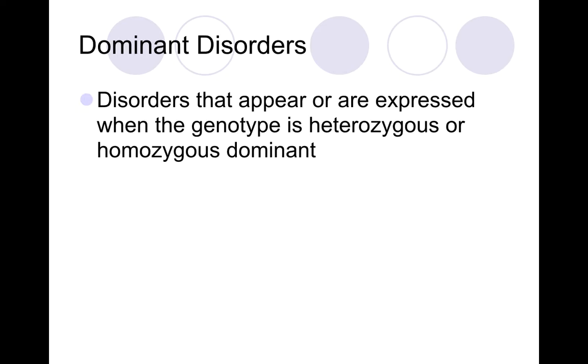We also have dominant disorders. And you need to know what these are for your test also. These are disorders that are expressed when the genotype is heterozygous or homozygous for dominant, which basically means you just have to have one capital letter to get these. So you have to realize that these are probably a little more prevalent than some of the other diseases we talked about.